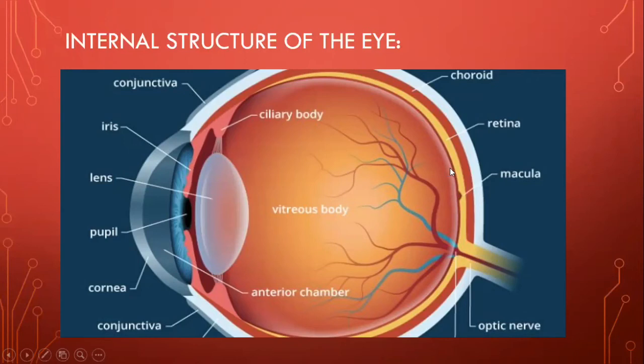There are two types of photoreceptor cells. We do not have them included in our syllabus, but their names are rods and cones, which is just for your general knowledge. Now this layer, this yellow layer, is the retina, which is the innermost layer.